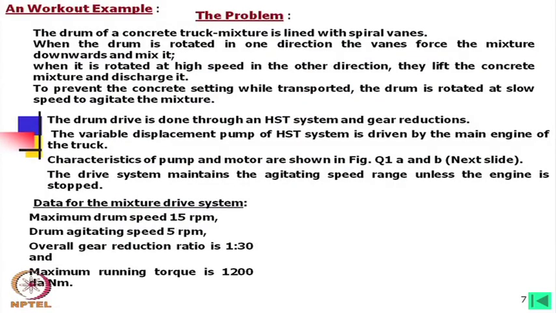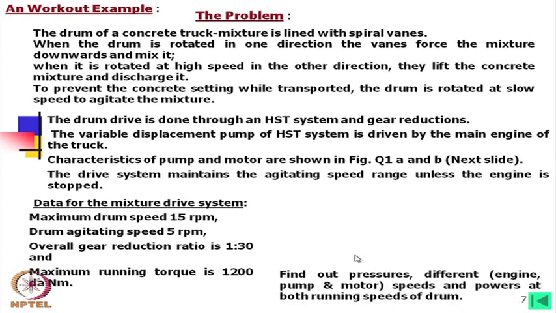So that we can have 15 rpm. Otherwise, getting 15 rpm directly from the motor is very difficult, and the performance of this motor will then be very poor. That is why we use a gearbox. So, a 1:30 gear ratio is there. Maximum running torque is 1200 deca newton meter. The value is given in deca newton meter.